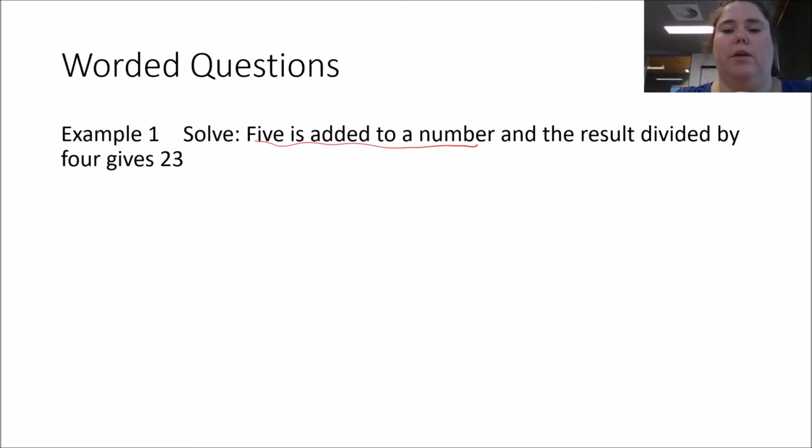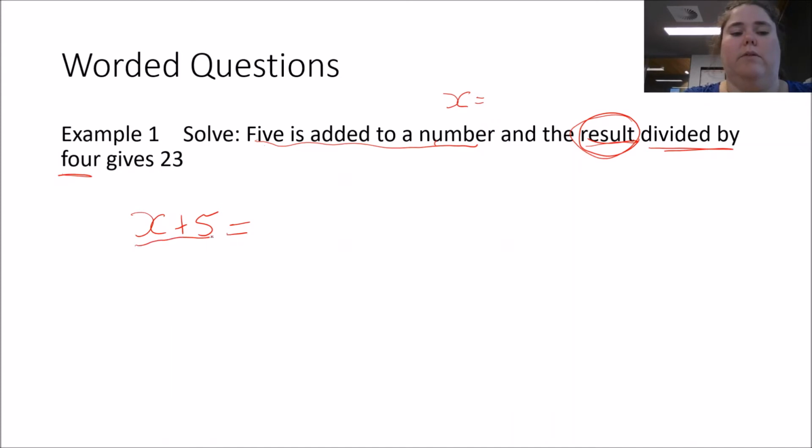Right off the bat, we want to define that number. So we're going to say x is our number. 5 is added to a number, so I have my number plus 5. And the result right there tells you that's equals. The result divided by 4 gives 23. So whatever we have, 5 is added to a number, and that result is divided by 4, so we need to divide that by 4, and our answer gives 23.